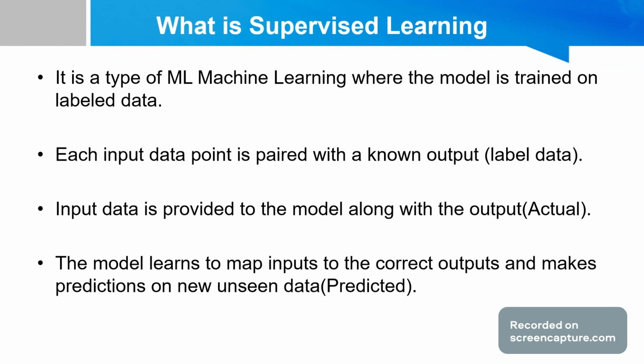And what is supervised learning? It is a type of machine learning algorithm where the model is trained on a labeled dataset. Each input data point is paired with the output data, which is also labeled data. Input data is provided to the model along with the output data, which is the raw output. So in supervised learning, each input is provided along with the raw output, and the model learns to map input to the correct output and makes predictions on new unseen data.